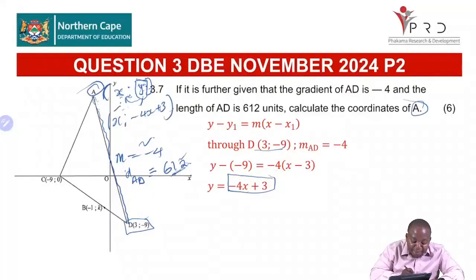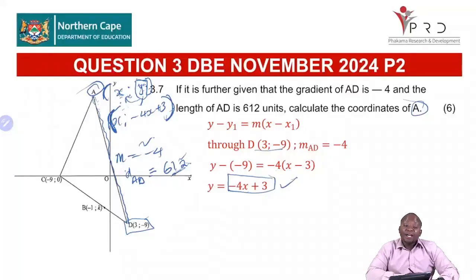Why? Remember, the coordinates of A and B can be found by the same equation in this case, because A and D lie on that line, and the equation is negative 4x plus 3. So now I have coordinates of A in the same variable.